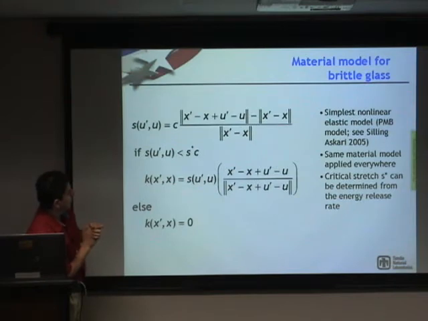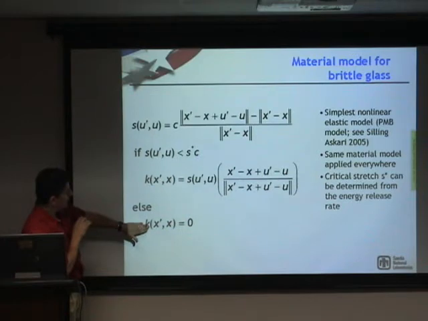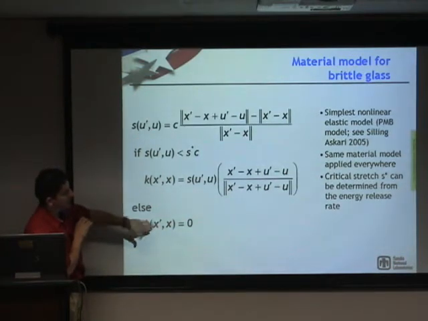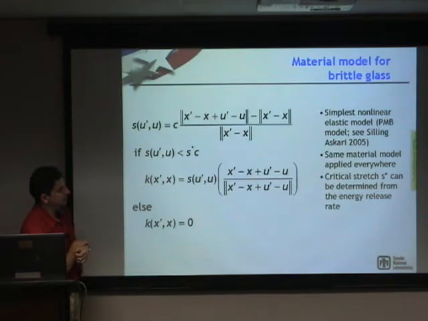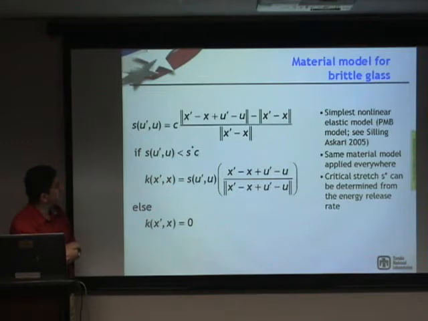And then how do you break bonds? How do you cause damage? Well, when they stretch enough beyond a critical stretch S star, then all of a sudden you set that equal to 0. And just to make a point, that critical stretch S star can be determined from the energy release rate, which you can determine from experiments. The same equations, the same material model, was applied everywhere, and that crack and the branching happened all on its own. So it's not a very complicated process, and this was fully dynamic. This was not a sequence of load steps.